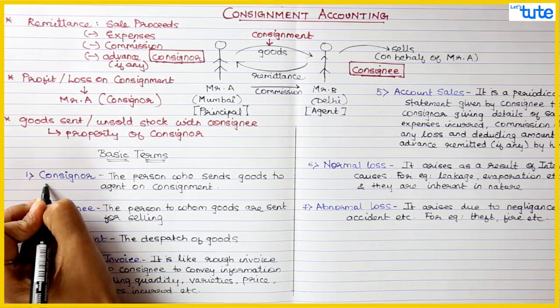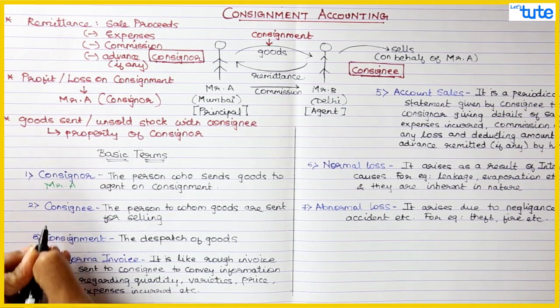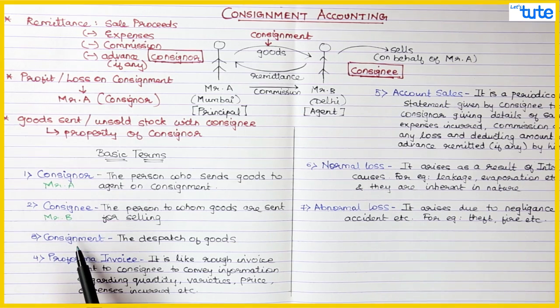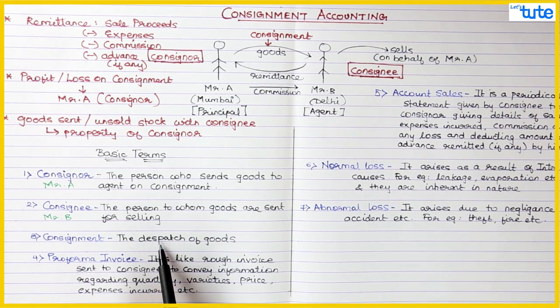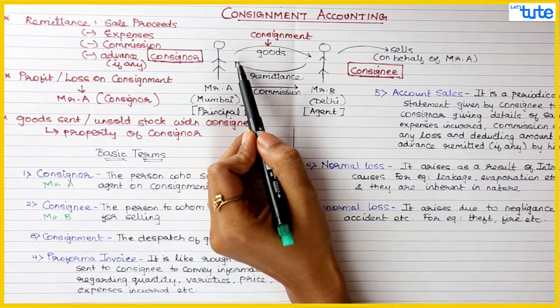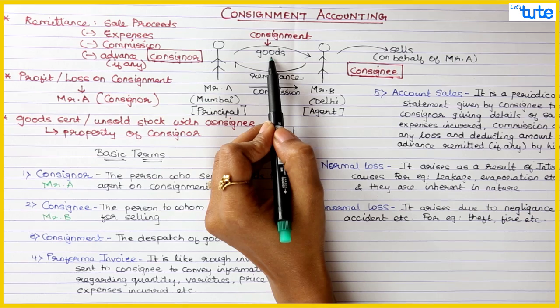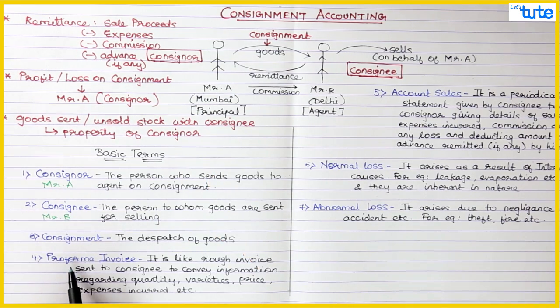So if you say Mr. A is consignor and Mr. B is consignee. Now third, consignment, there's a dispatch of goods. So whatever goods is sent by A to B, that is called as consignment. So over here this goods were consignment. Fourth, Proforma invoice. Now this is very important.